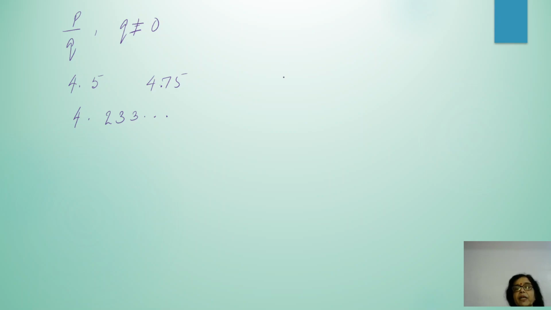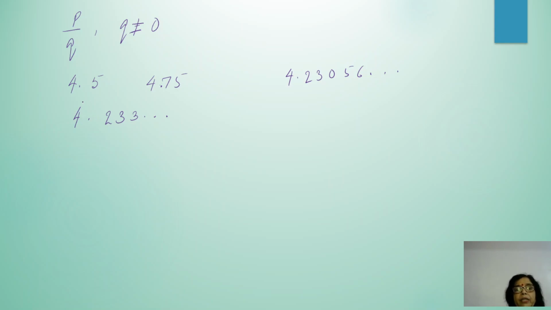But in the case of an irrational number, the decimal expansion will be something of this type, say 6, and you will see that you go on dividing, but it is never going to end, and none of the digits are going to repeat themselves. So this is for irrational numbers.